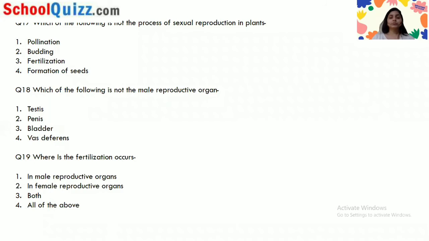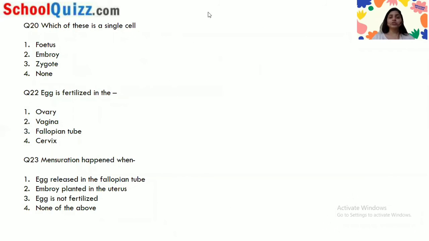Now we have question number 20. Which of these is a single cell? So fetus, embryo, zygote, none. So the single cell is the zygote. Okay. After the male cell and the female egg cell fuse, they form a zygote, which is a single cell. Then this zygote will go through cell division and form the embryo and then the fetus.